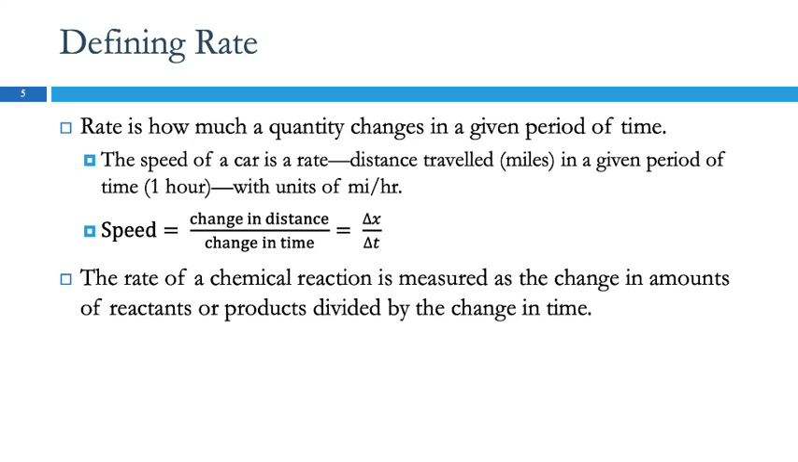So rate is how much a quantity changes in a given period of time. A rate that we're more familiar with is speed, right? So how fast is your car going? What is the rate of travel of your car? Well, it's the change in a quantity, here a distance. Your location changes by what distance? Distance traveled in a given period of time. How long did it take you to travel that far? So speed is change in distance over change in time, which we could represent as delta x over delta t.